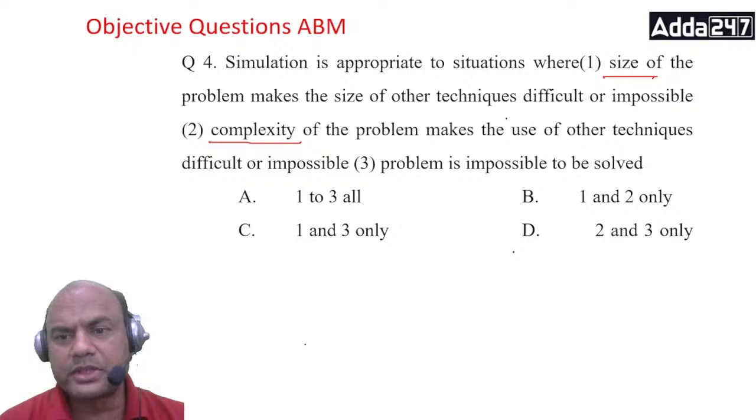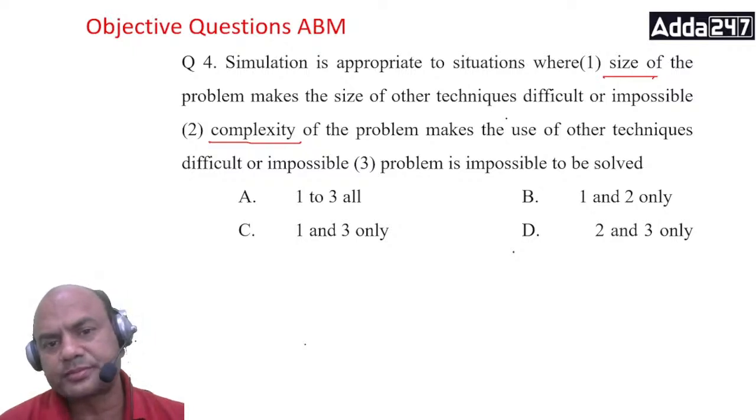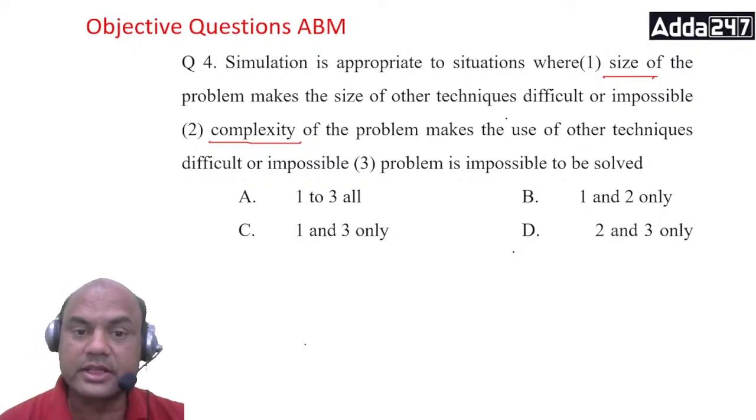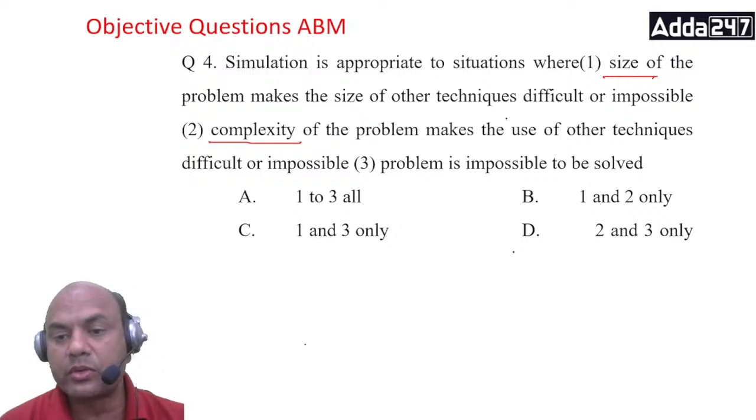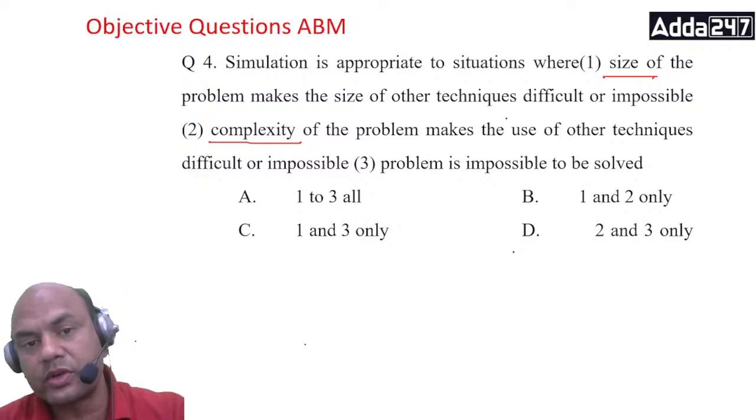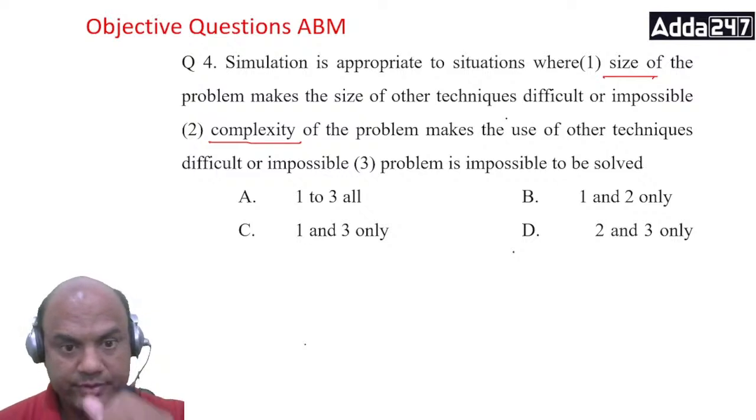Is there any problem which is impossible to be solved? Now you answer. Is the answer A, 1 to 3 all? B, 1 and 2 only? C, 1 and 3 only, and D, 2 and 3 only. So what can be the answer for this? Everyone?